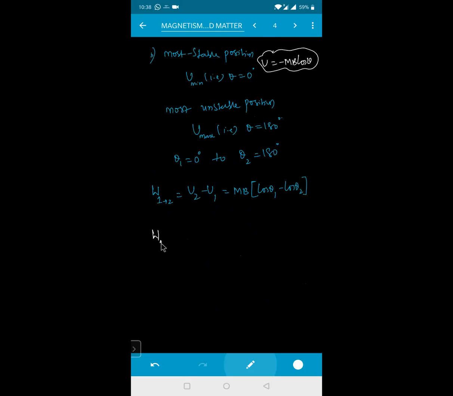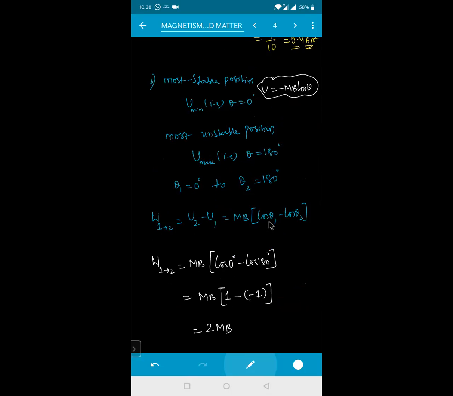So work done to move from 1 to 2 will be equal to mB into cos 0 degrees minus cos 180 degrees. So that is equal to mB. Cos 0 is how much, beta? 1 minus, cos 180 is minus 1. Minus minus becomes plus. So it is 2 times mB.